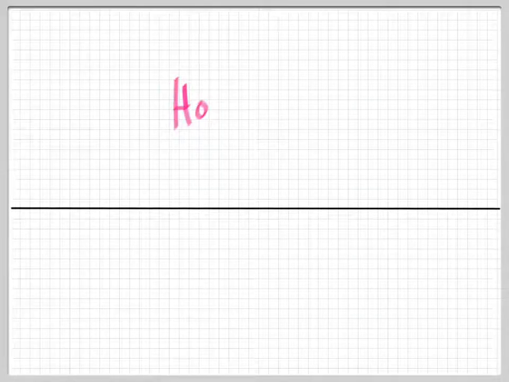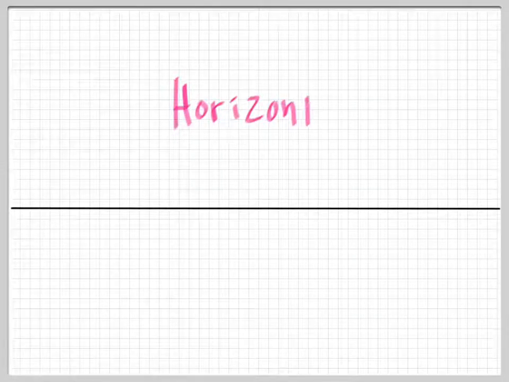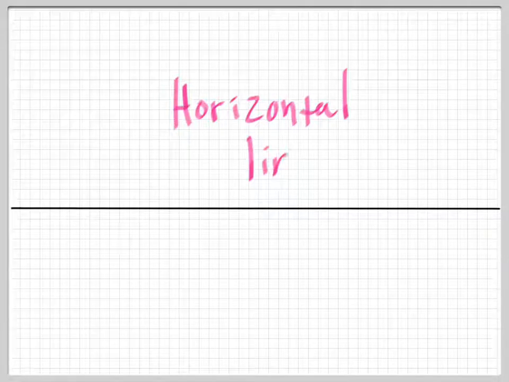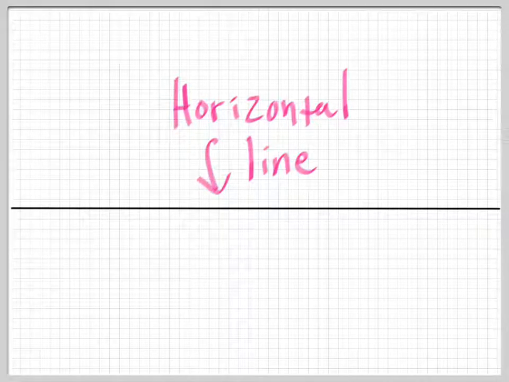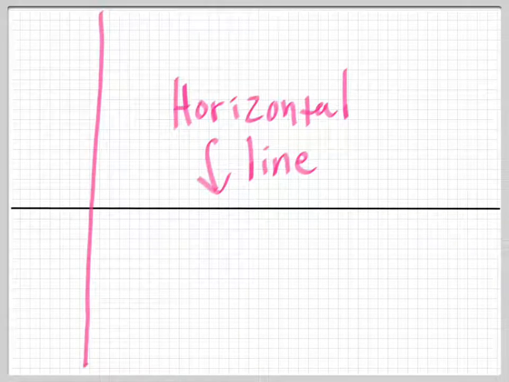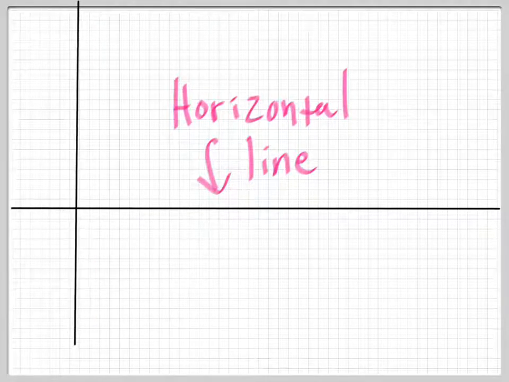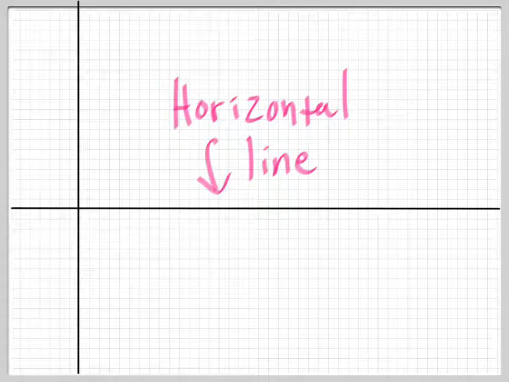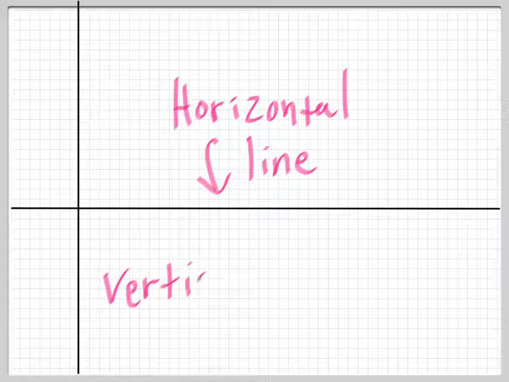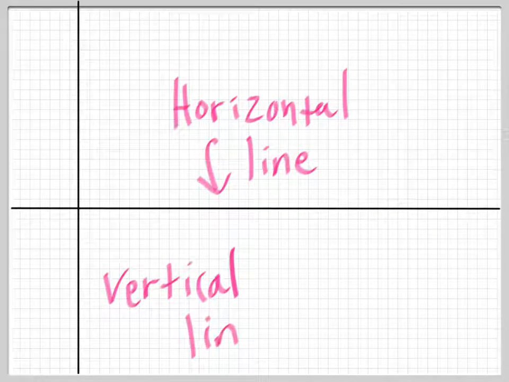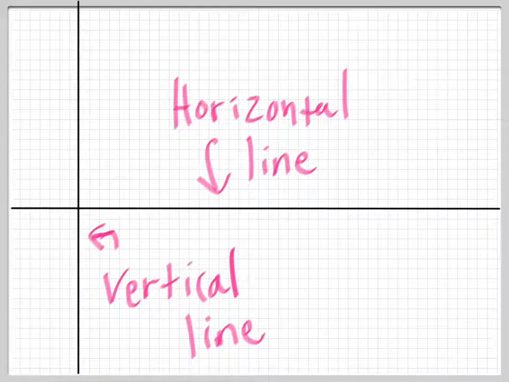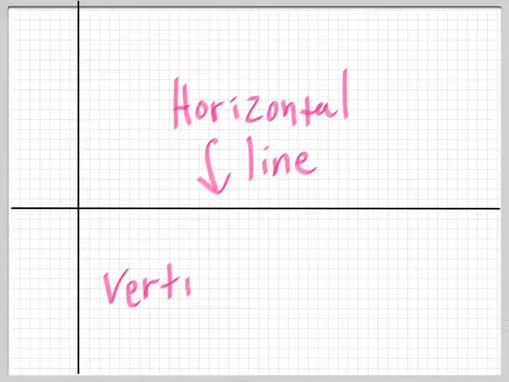This, by the way, is a horizontal line. The opposite of that would be a vertical line. You don't have to draw that. This is just for your information. We'll go back to that at some point. Back to your horizontal line.